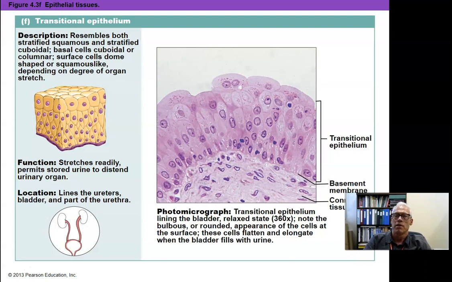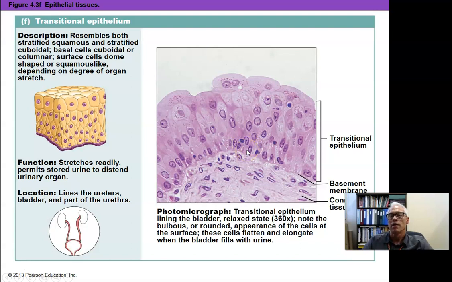And so this epithelium in this picture is all bunched up because it's a contracted situation. The bladder is empty, and if we saw how it looked when the bladder was full, it would be pulled out much thinner and it would look nice and straight, and the cells would kind of be all tugged out into a different sort of orientation.